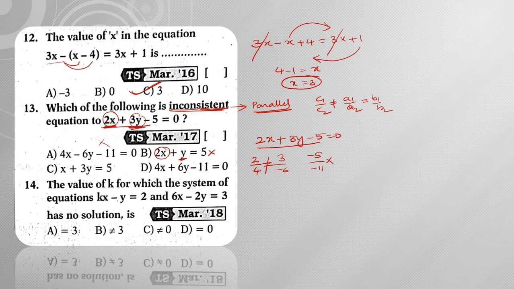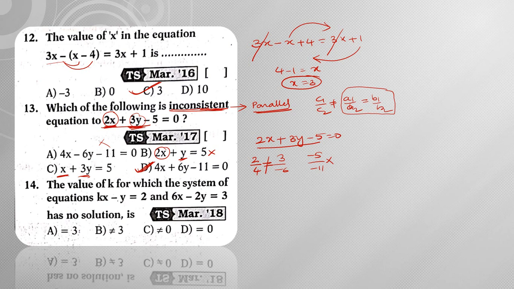Next, coming to the third option, here we have 3y, here also we have 3y, but here we don't have 2x. Because it is failing this condition first, that means option A, option B, option C will not satisfy. Then only one option remains, so that is option D.